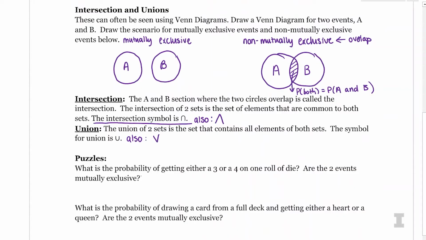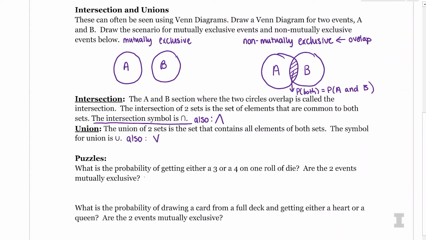Or I can get a 4, but there's no possible way for the die to be both a 3 and a 4 at the same time, if I'm only rolling once, right? So this would be an example. Mutually exclusive, if we look back at that definition, means that the two events can't both happen. So these would be mutually exclusive events.